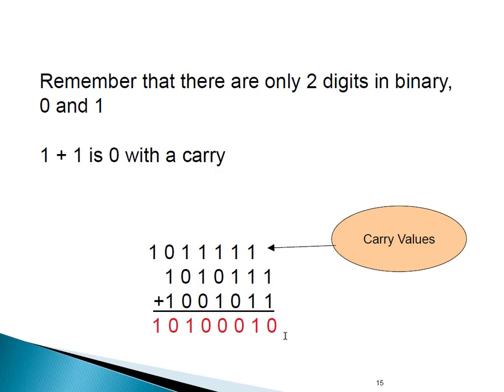This answer is the addition of these two numbers, this one and this one. And you see there are carry values involved as well. So this is very similar to how you would do addition in base 10. And this is the same way you'll do it in base 3, base 4, base 5 and any other base. It's the same principle. There are carries, and you just have to include the carry when doing the next column addition.